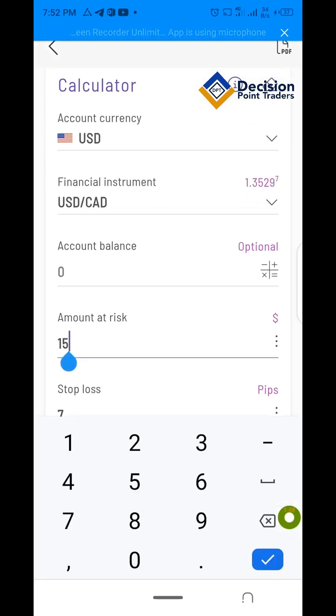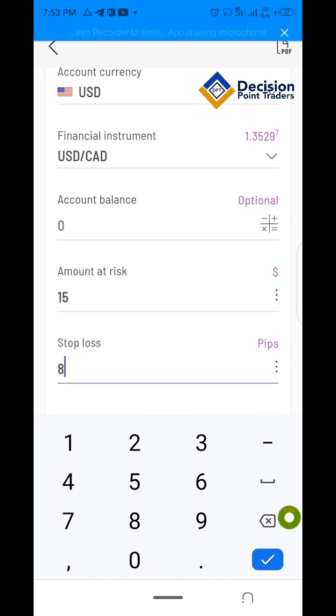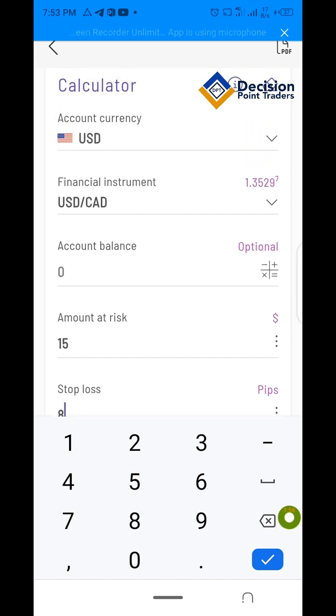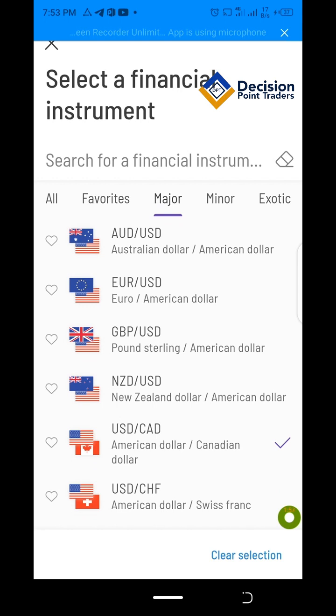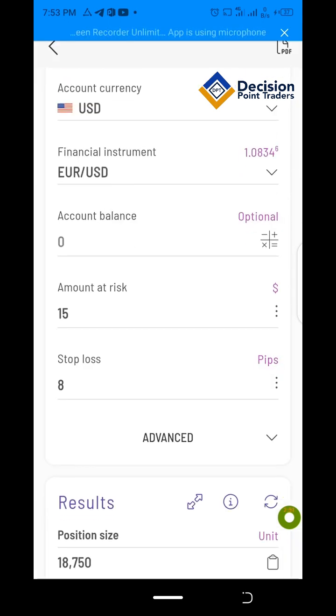So amount at risk, let me just leave it at $15. How many pips? Sorry, stop loss is 8 pips. This is where you are going to put it. What will be changing most of the time is this stop loss pips and the pair that I call, which is the financial instruments. Sometimes it might be Euro USD. So that's what you are going to be changing on your position size calculator here.